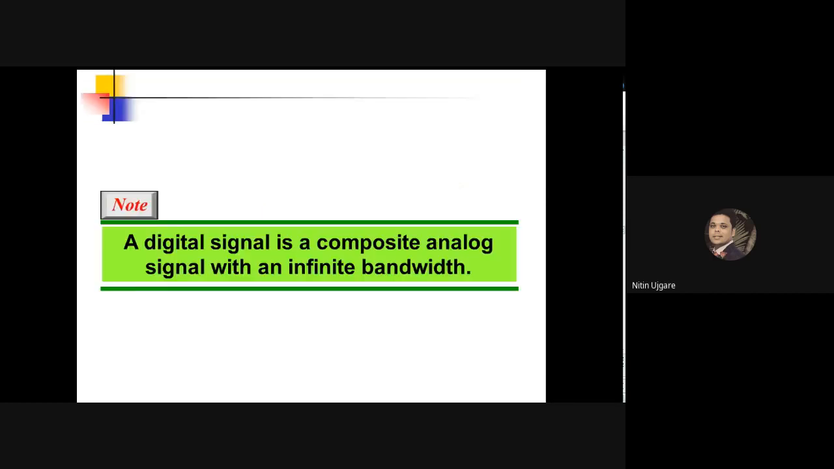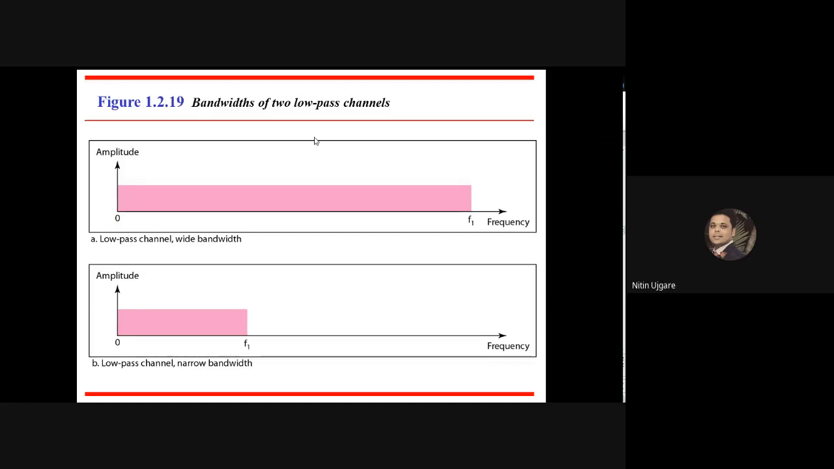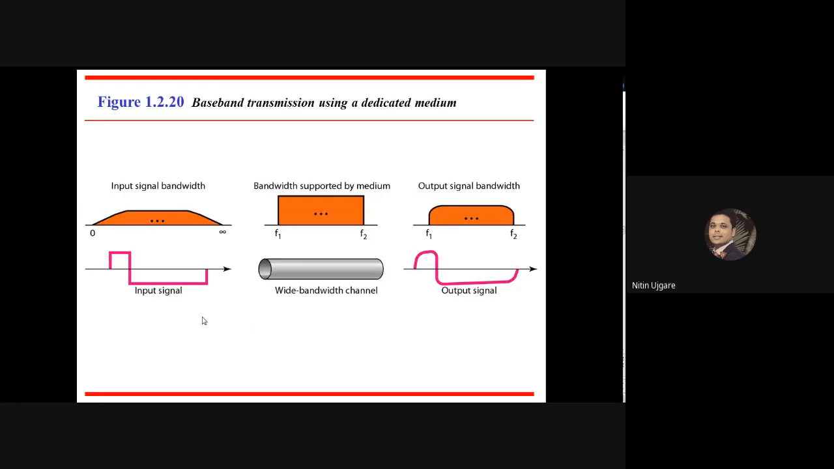So let's go ahead. A digital signal is a composite analog signal with an infinite bandwidth. Here you can see two figures which show the bandwidth of two low pass channels. In the first figure, the low pass channel has a wide bandwidth, represented using the frequency domain. In the second figure, the low pass channel has a narrow bandwidth. So this is how wide and narrow bandwidth are represented using a low pass channel.